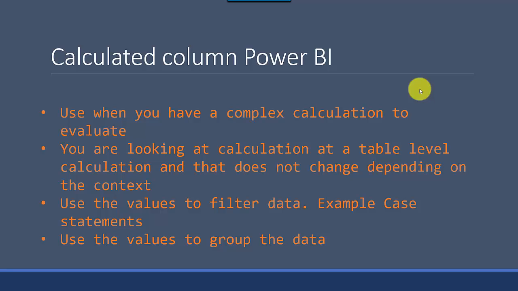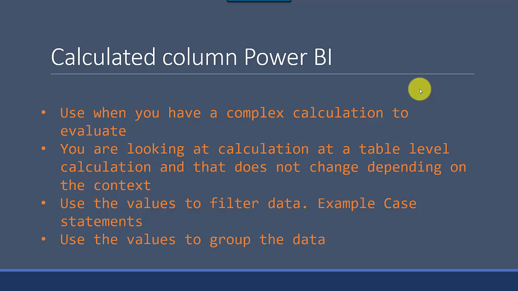So we typically use measures that change depending on the context, or the change in context, or depending on the changes in the filter values. Now let's say that is not something that is going to happen, that you're not looking at something that changes with the change in context. You can use calculated columns for those.